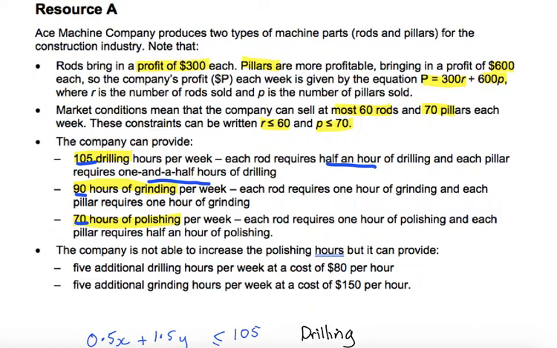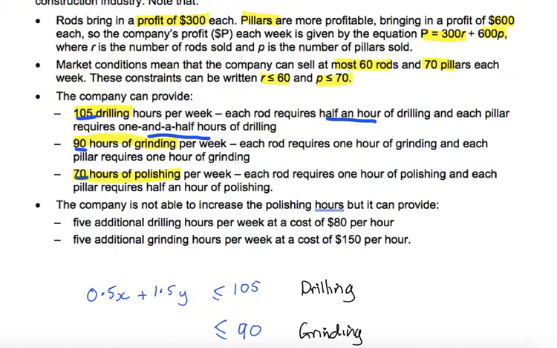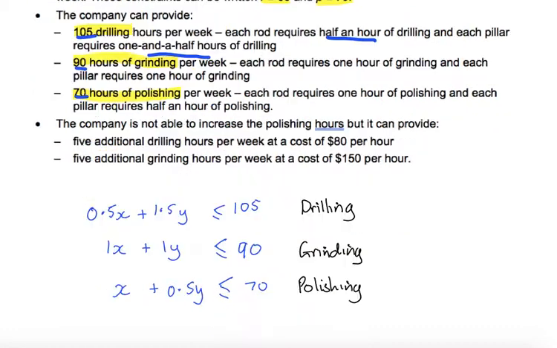For the grinding, you've got a maximum of 90. So let's write those in and we'll see how we get on. So here are the other two equations. Now notice it says there's 1 hour of grinding. So we've got 1x there. That's the same as x, and there's 1 hour for the pillar. For your polishing, you've got 1 hour, so there's a 1 there, 1x plus 0.5, half an hour for the pillars. We're now going to go to Desmos and we're going to graph those and have a look and see what it looks like on Desmos.